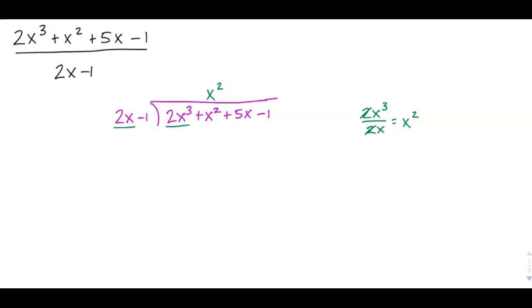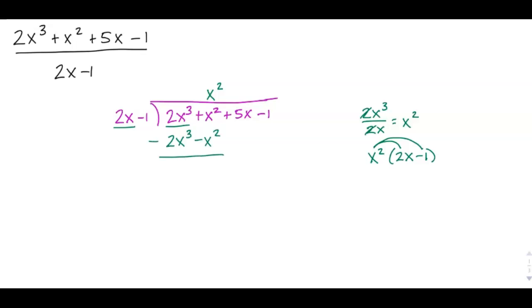After we divide, now we need to multiply. Take the x squared that you just wrote up on top times the entire divisor out in front. So we're going to take the x squared times the 2x and the x squared times the minus 1. The values that we get from that product we're going to write underneath our dividend. So x squared times 2x is 2x cubed. X squared times a minus 1 gives us a minus x squared.